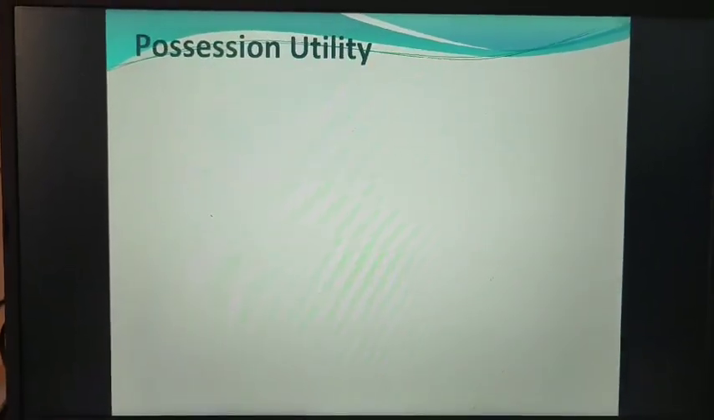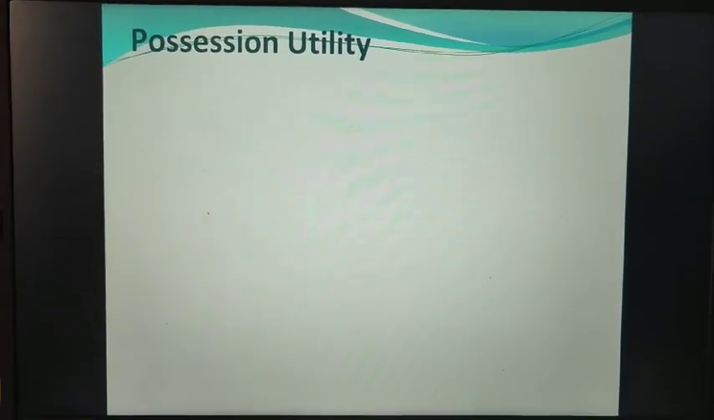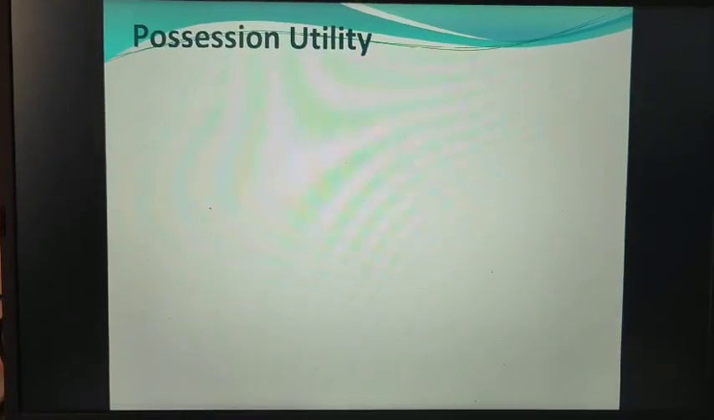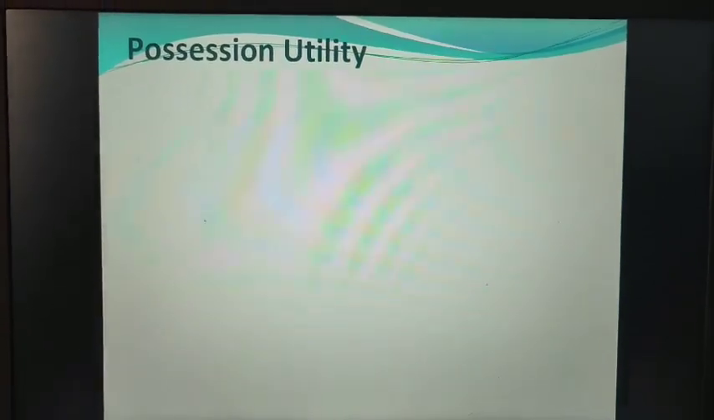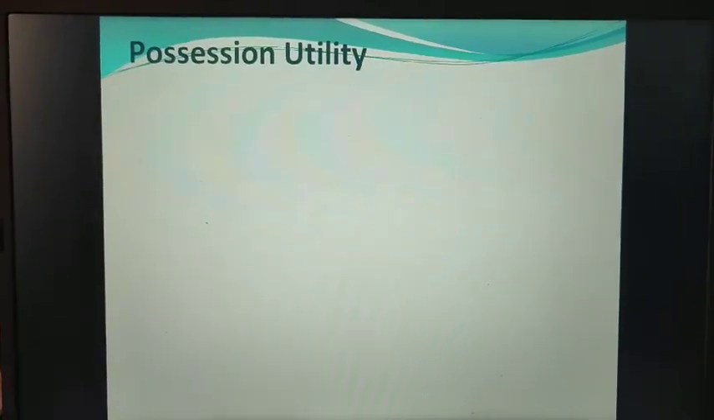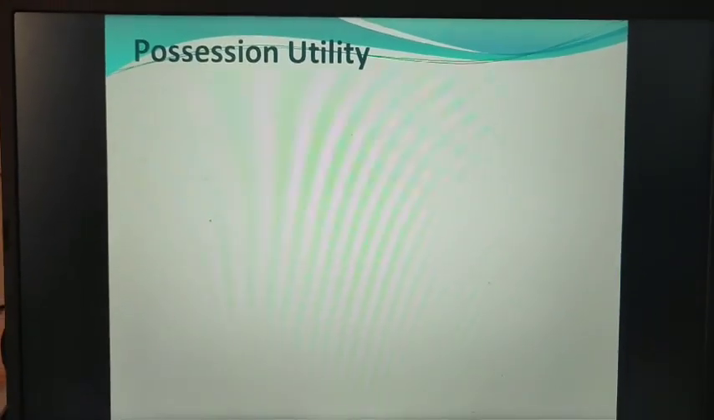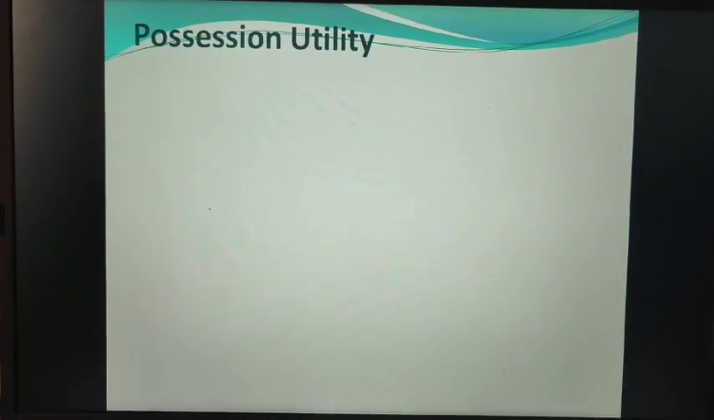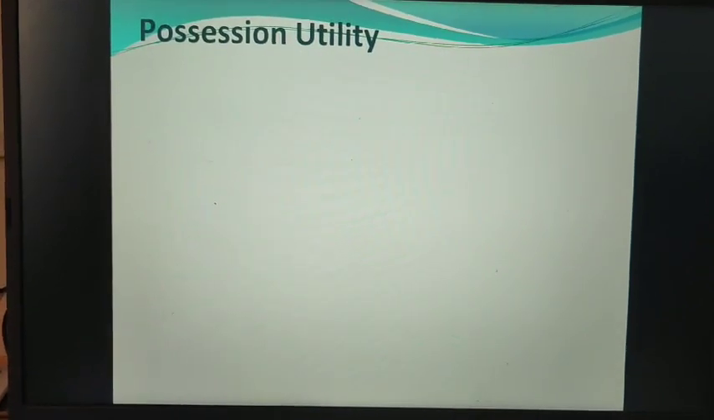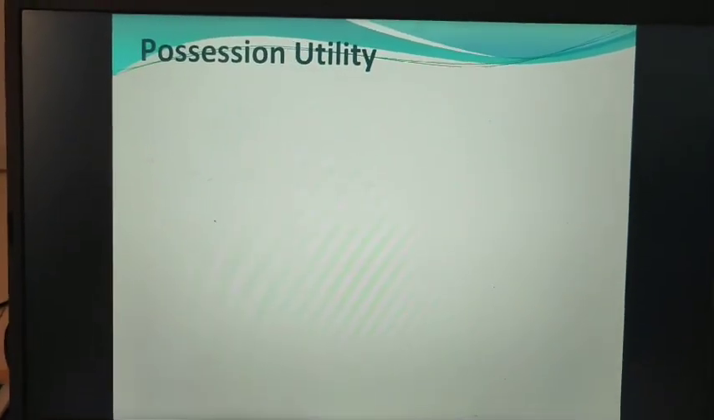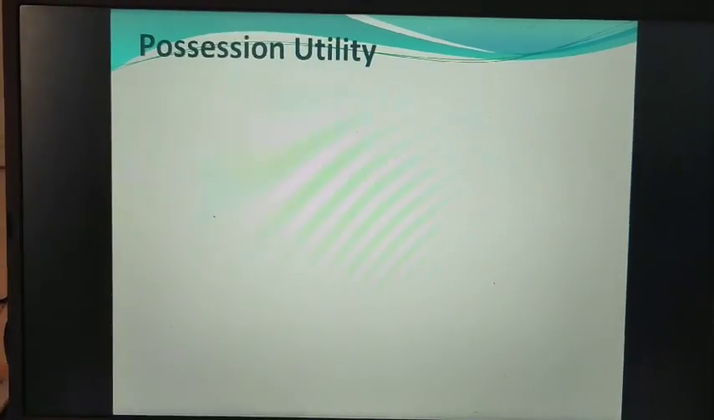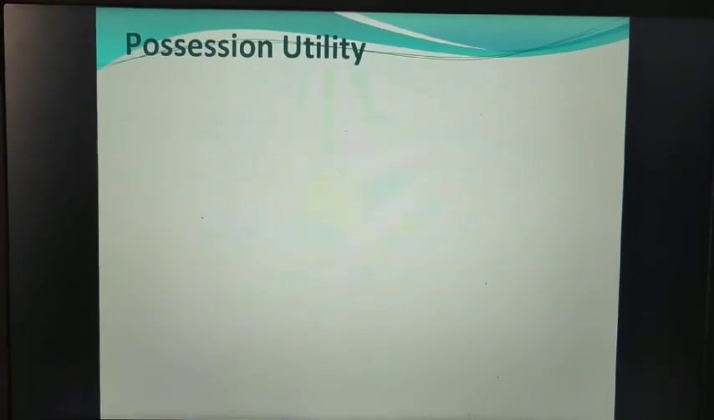The next point and the last point of our discussion is possession utility. What is meant by possession? When the ownership of any commodity, or the commodity itself, is actually with you, then you are taking its possession, okay. You many times hear this word in case of buying a house. While purchasing any house, you many times hear ready possession. It means what? Now the house, the flat, is ready for utilization, right?